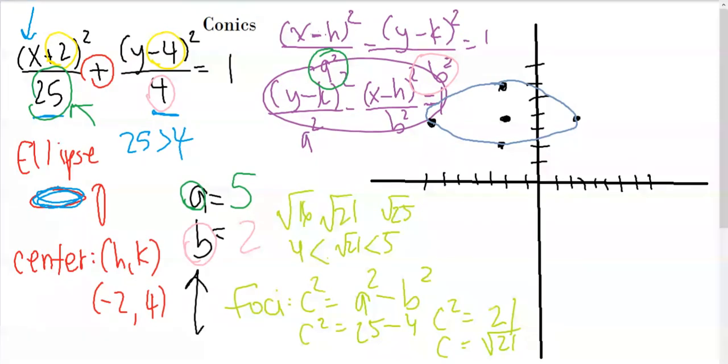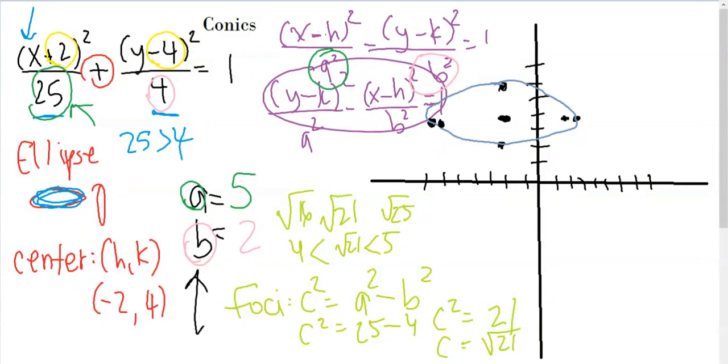So knowing that, our foci are also always along our major axis. So we're going to go from our center again. Everything revolves around the center, and we're going to stop in between 4 and 5. So we're going to go 1, 2, 3, 4, 5. So it's going to be right before our vertex right there and right before our vertex right there. So that is how you find the foci.